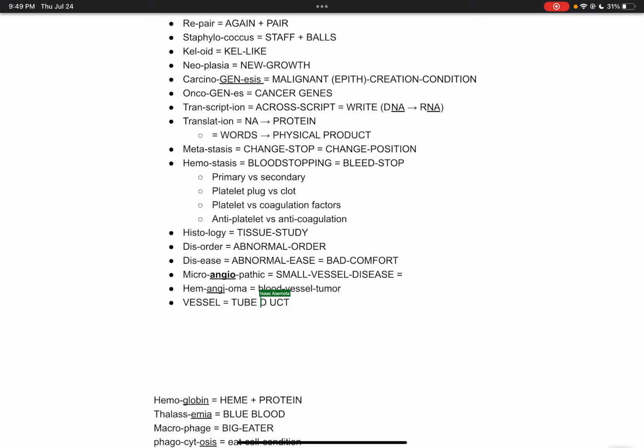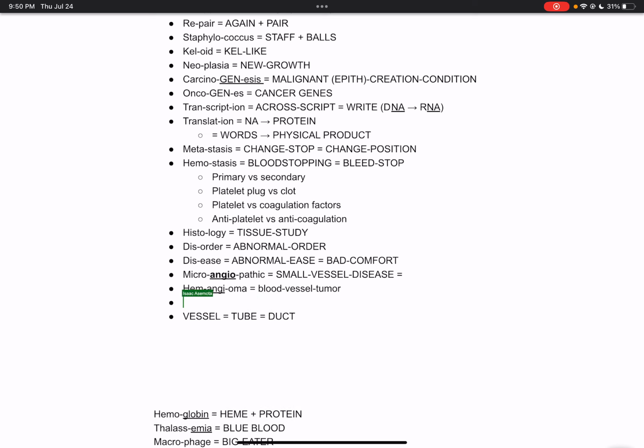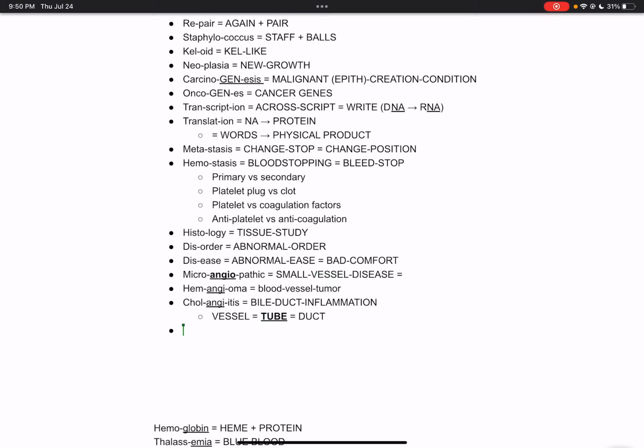So we can also talk about cholangitis, right? Which is bile duct inflammation. Instead of vessel, we say duct. They're the same thing, though, right? Bile vessel inflammation, bile duct inflammation. Either way, it's talking about a tube. Vessel and duct are both just fancy words for a tube. That's what the angi means. Chol here, what does it mean? It means cholesterol. Bile's made of cholesterol. So what it's really referring to is bile, but the literal translation is cholesterol.